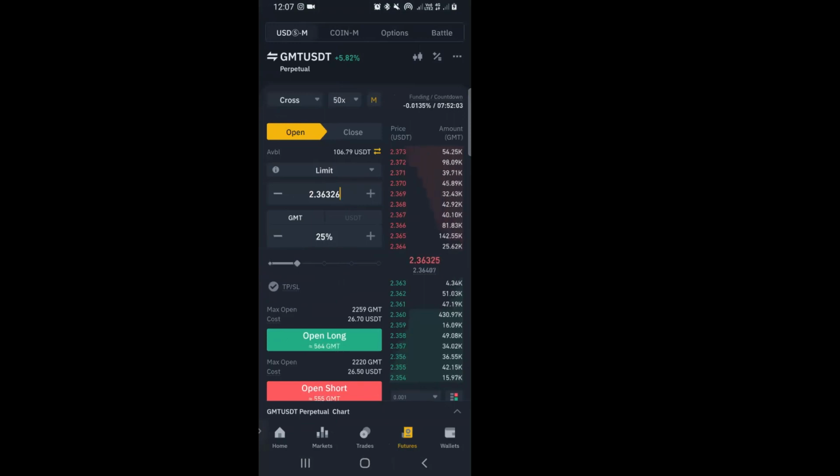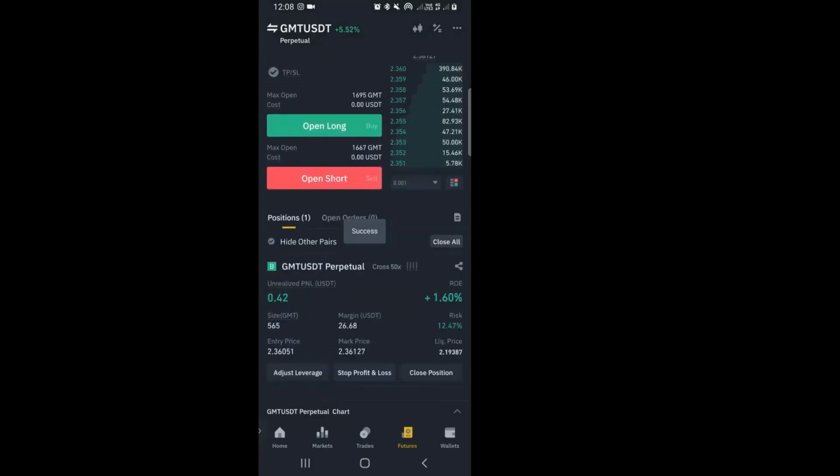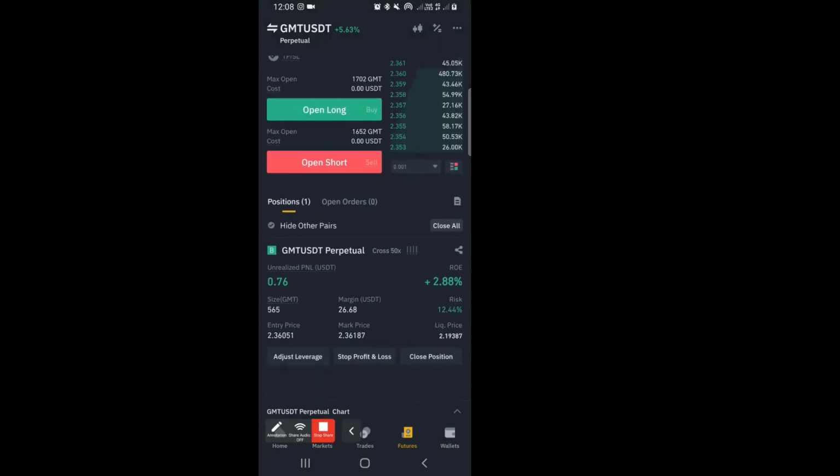Here, 564 GMT. 564. We are going long now. If you see here, this is the liquidation. If this coin gets to this place, I'll get liquidated. 2.19387.